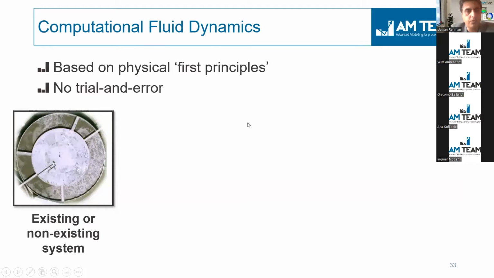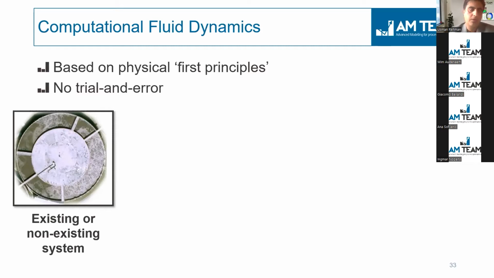So computational fluid dynamics is a modeling technique which is based on the real physics. The equations which are used are the real physics behind the flow. And there are normally no trial and error methods. So these are the true equations based on which we do the simulations.